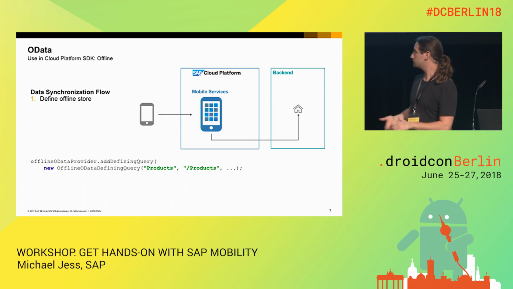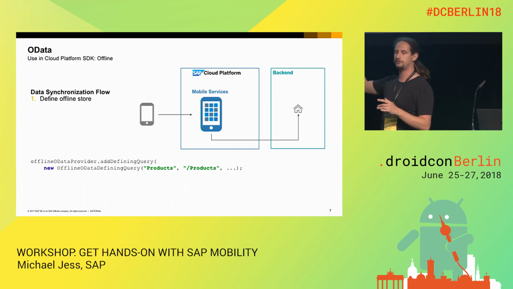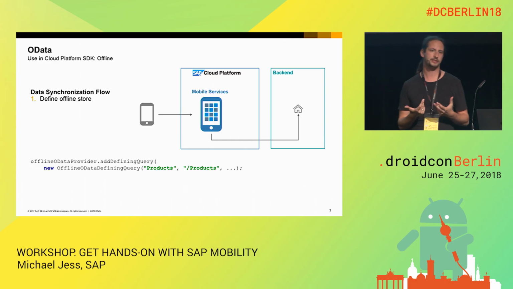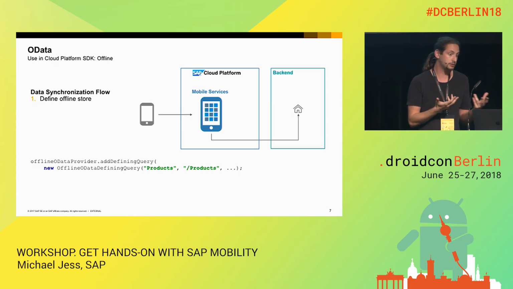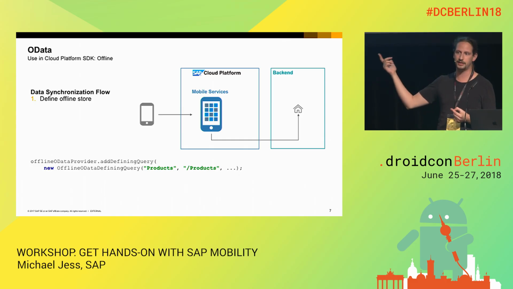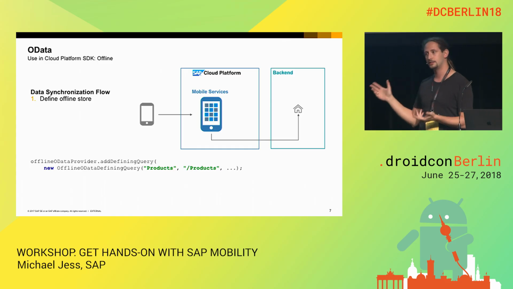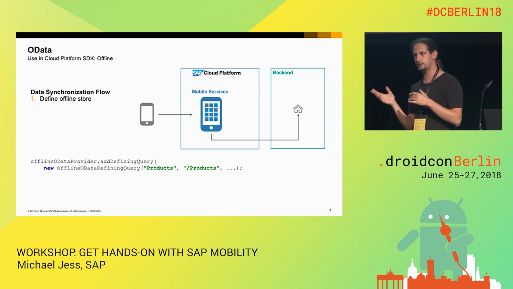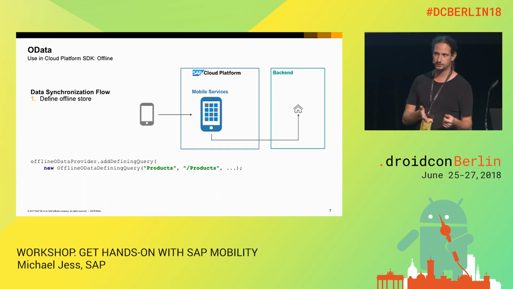I mean, you can also take the others offline if you like. In order to do so, you need to issue a defining query. A defining query is essentially a named query, really. So the first parameter is just the name. You can put whatever you like. The second thing is a true OData query. So /products is just going to return all the products from the service.